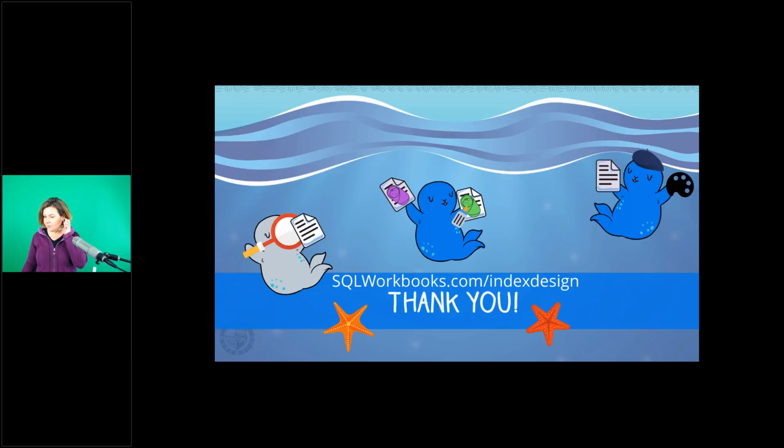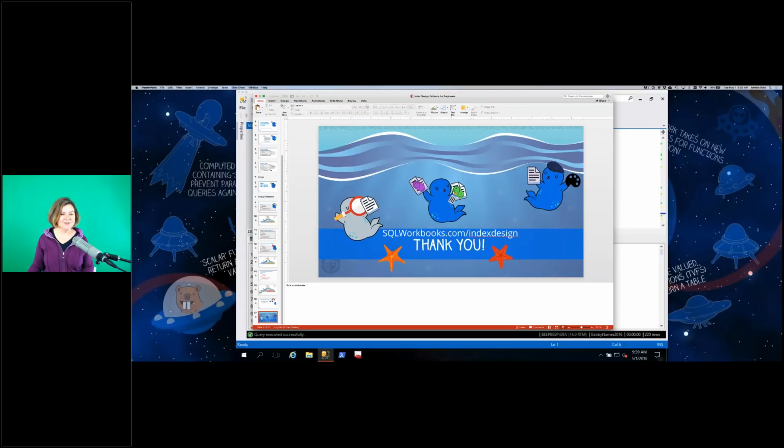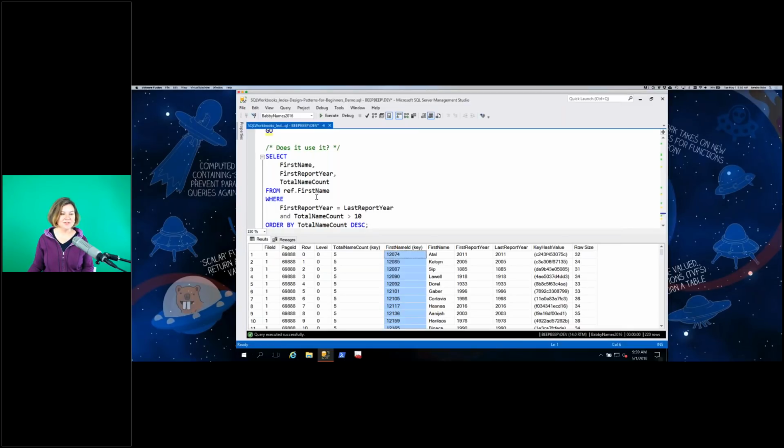Interesting question about a rewrite. Is there a way to use first report year minus last report year equals 0 in the where clause and include a seekable difference in the index? So this question is about rewriting the query. I actually do want to exit out of here and go back there. I think this is a fun one to actually show on the screen.